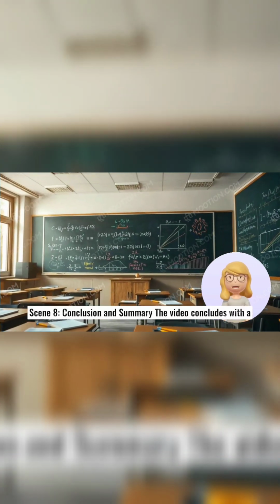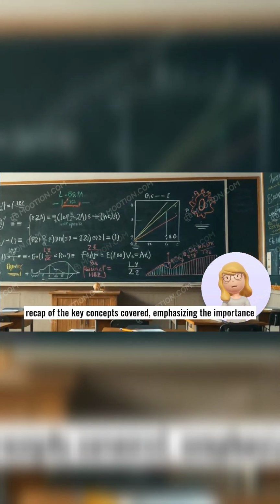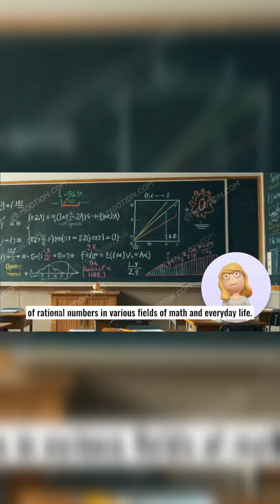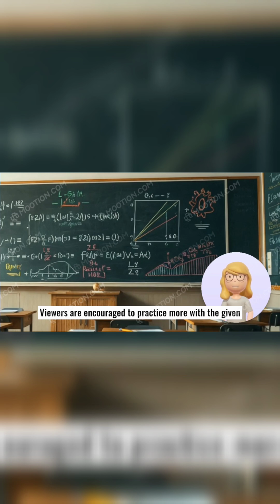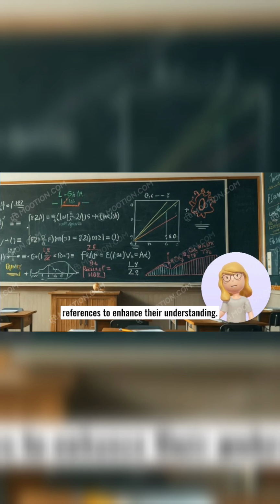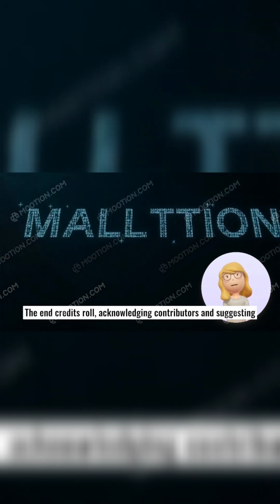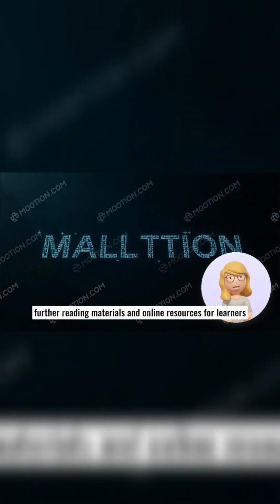Scene 8. Conclusion and summary. The video concludes with a recap of the key concepts covered, emphasizing the importance of rational numbers in various fields of math and everyday life. Viewers are encouraged to practice more with the given references to enhance their understanding. The end credits roll, acknowledging contributors and suggesting further reading materials and online resources for learners interested in diving deeper into the world of rational numbers.